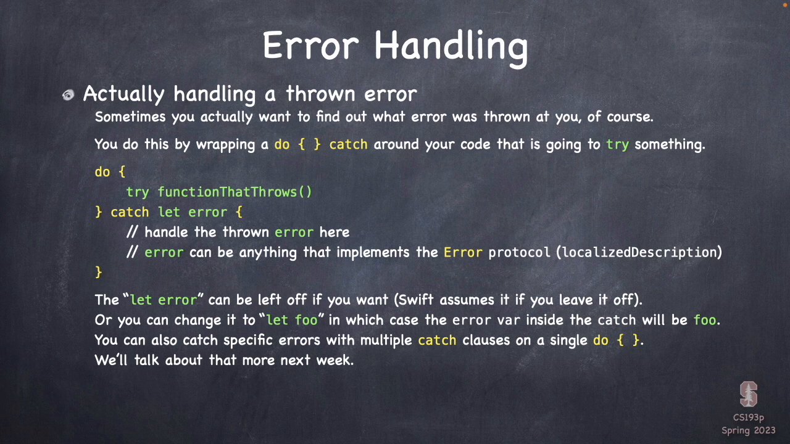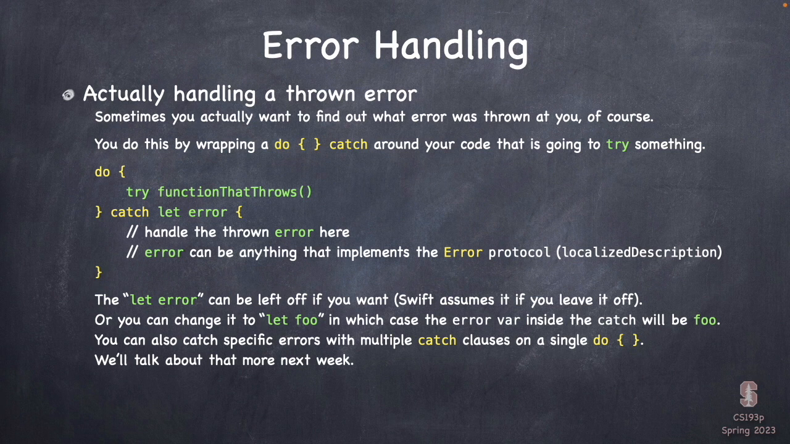Error, by the way, will always be something that implements the error protocol. Now, it could be a struct, an enum, anything that implements error. The error protocol only has one thing in it, localized description, which is a string that describes the error that nominally might be something you could throw in front of a user even.